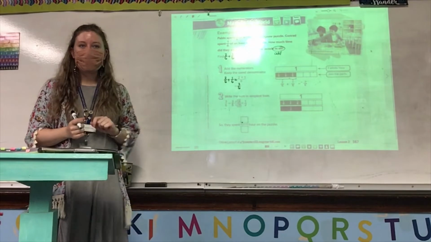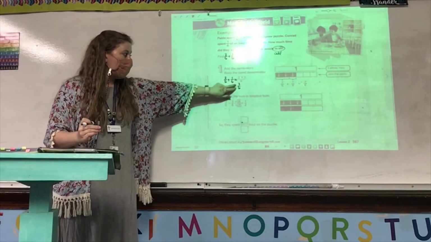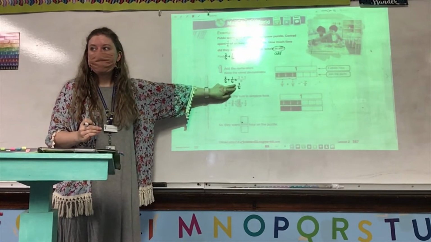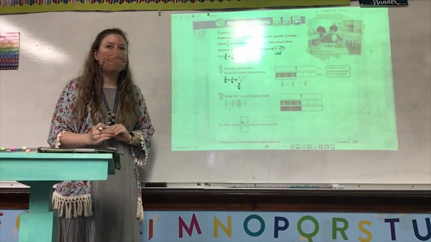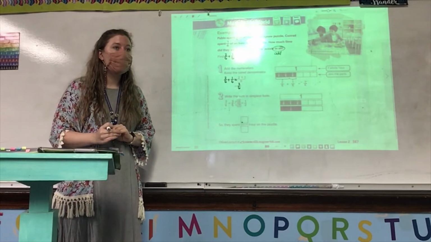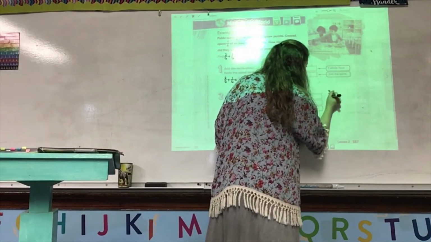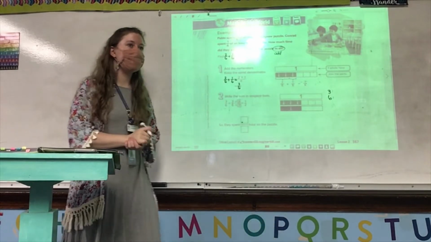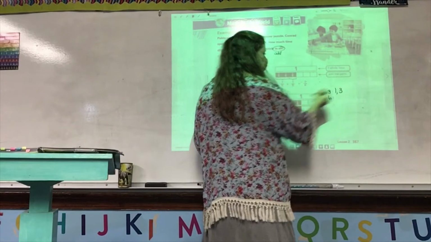Now the next step, write it in simplest form. We know that 3 is prime but 6 is not. So what do we use to find simplest form? Carla, greatest common factor. So let's go over to the side and list the factors of 3 and 6. Carla, what are the factors of 3? 1 and 3. 1 and 3.